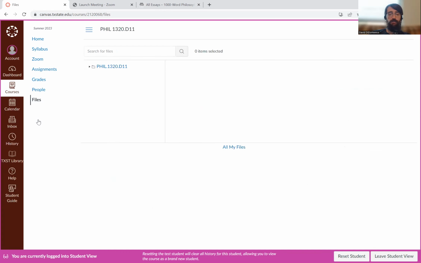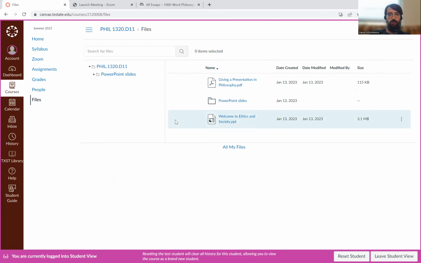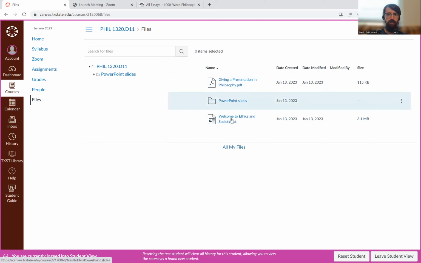And then files gives you access to the PowerPoint slides that we're using. There's also a document here that I suggest you look through about how to give a presentation in a philosophy class. This is a philosophy class, so you can read through that. The PowerPoint slides available here are the ones that I use in the lecture videos. And I think that is pretty much it in terms of the structure of our course.